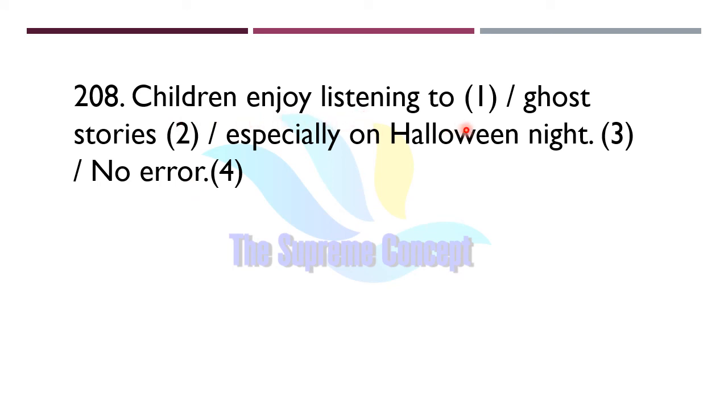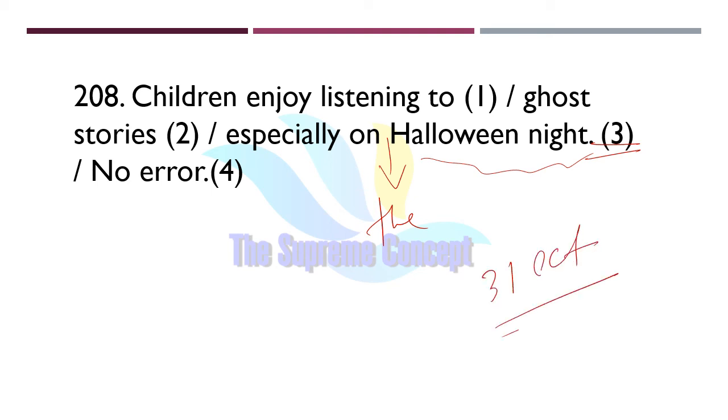Children enjoy listening to ghost stories, especially on Halloween night. Now find out where exactly the error lies. Okay, yeah, error lies in part number 3, so it should be "on the". Okay, so the definite article "the" should be placed here. Because we are talking about a specific night, that is Halloween night. There is a story on this night, because 31st of October, this date is being celebrated in US, Canada, Britain. Especially this date is known as Halloween night.